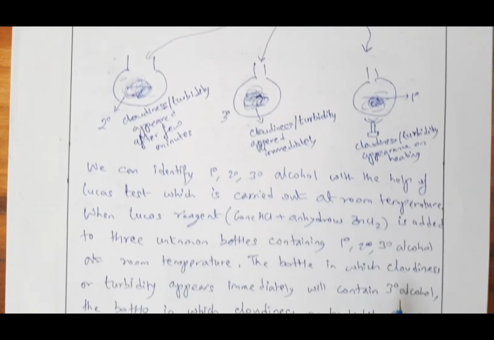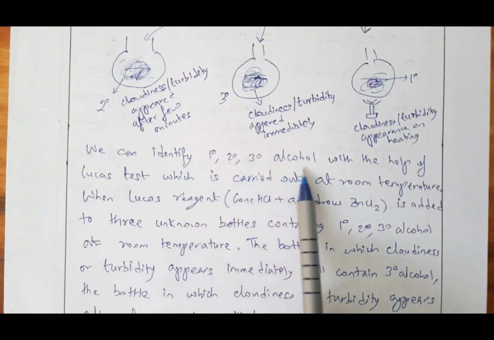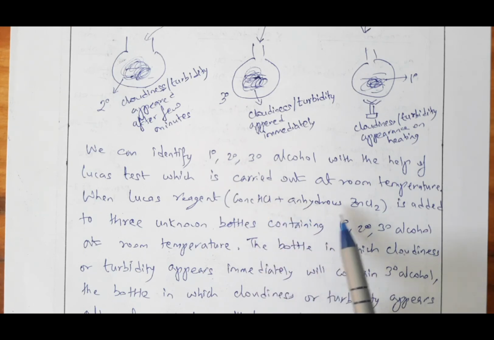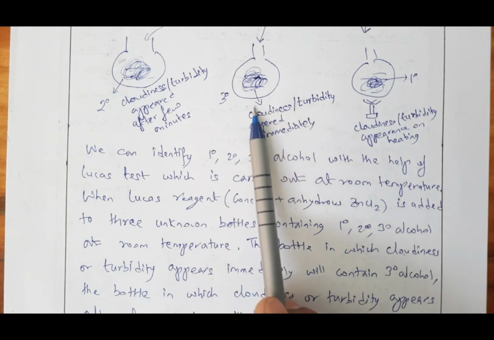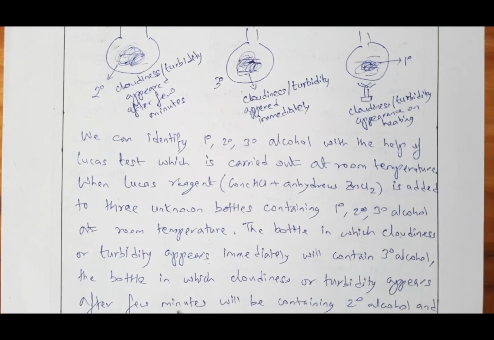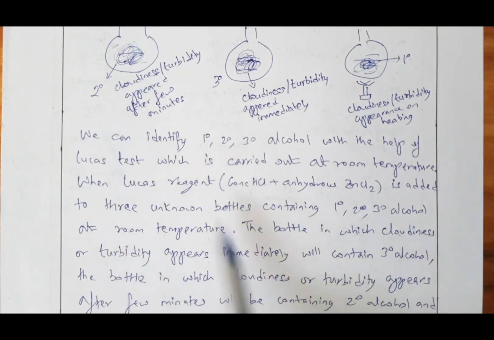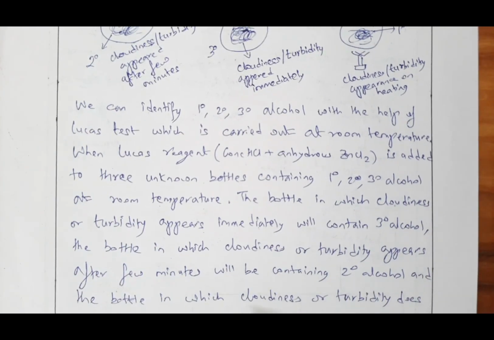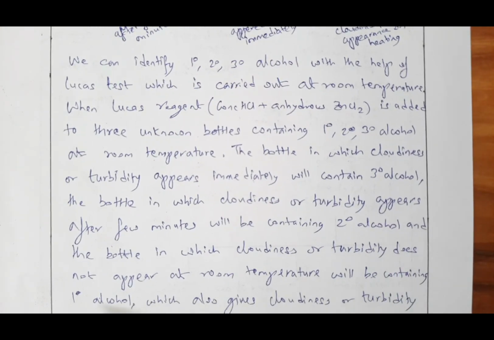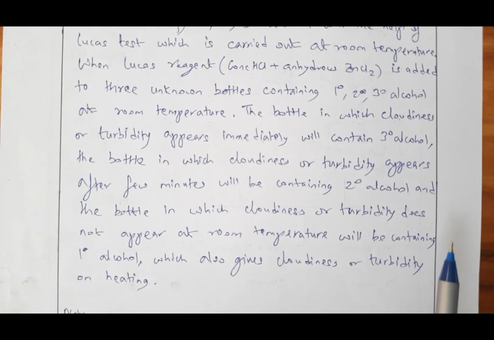And this is the sentence form of that. You can see we can identify primary, secondary, tertiary alcohol with the help of the Lucas test, which is carried out always at room temperature. When we add Lucas reagent, that is the mixture of conc. HCl and zinc chloride, to the 3 unknown bottles, that is primary, secondary, tertiary alcohol, at room temperature. The bottle in which cloudiness or turbidity appears immediately, like here, will contain 3 degree alcohol. The bottle in which cloudiness or turbidity appears after a few minutes will contain secondary alcohol, and the bottle in which cloudiness does not appear at all at room temperature will be 1 degree alcohol, which also gives cloudiness or turbidity on heating.